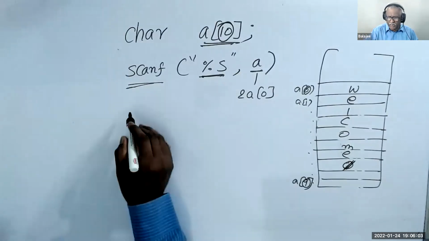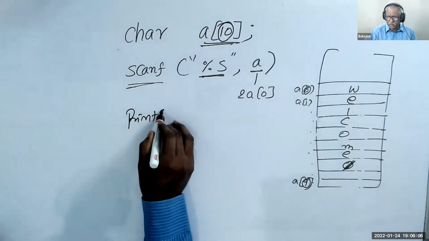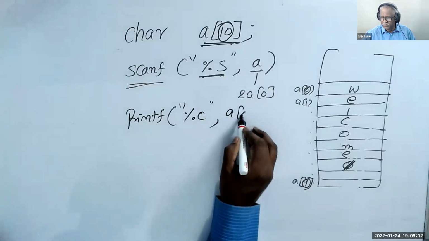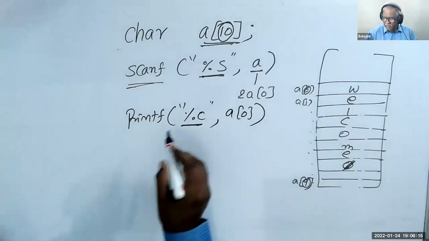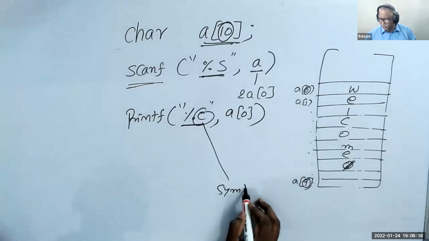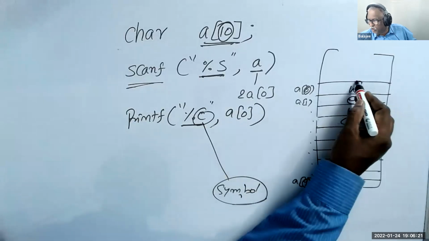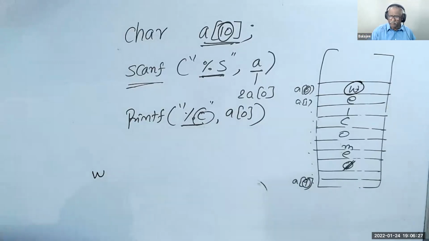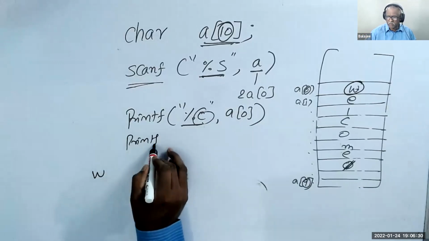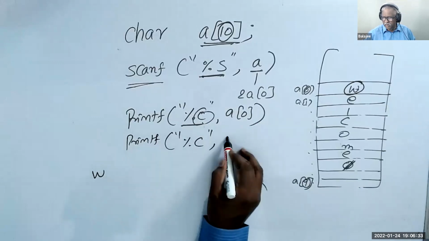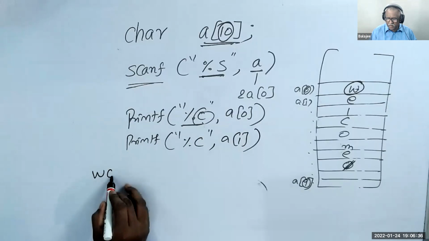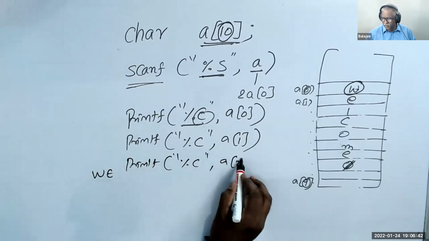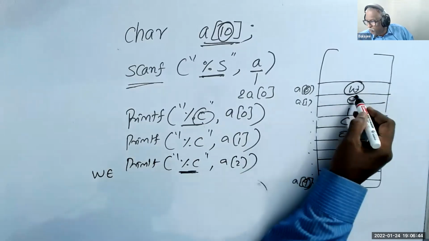Now what happened? If you put here printf %c, comma, A of 0. What am I putting? A percentage c. %c means a symbol, not a string. It takes only one character, W. It prints only W on the screen. If you say printf %c, A of 1, you get E. Printf %c, comma, A of 2. When you put %c, you have to print one by one.